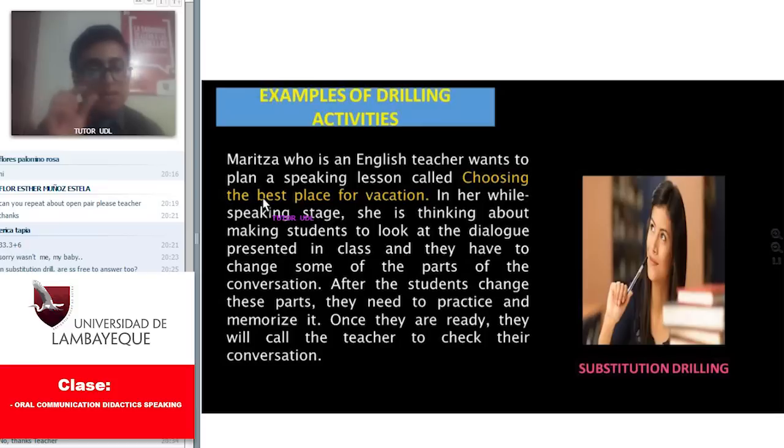Why? Because they are just changing some parts of the conversation. Maybe they are changing just names, maybe they are changing places, maybe they are changing times. So they are just changing some parts of the conversation, but the structure is going to be the same. Some part of the information that you have in the conversation will be different. Okay? In that case, it is called substitution drilling because you change just parts of the conversation. Okay? Any questions about the example of drilling activities?